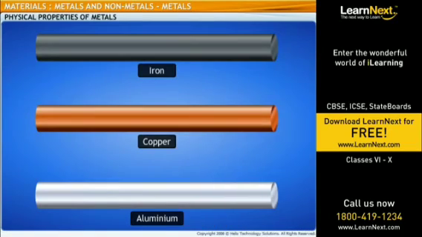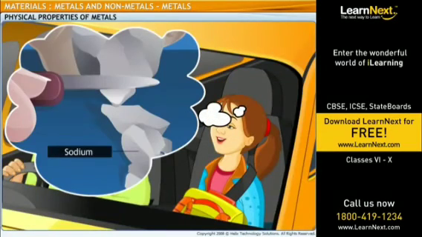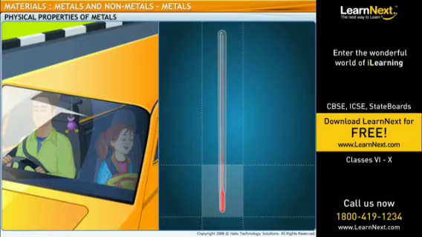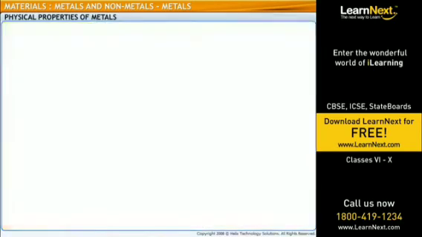Are all metals hard, strong, and durable solids? No. Sodium and potassium are soft metals that can be cut with a knife. And mercury is a liquid metal. A liquid metal. Can metals be gaseous too? No. There are no gaseous metals.